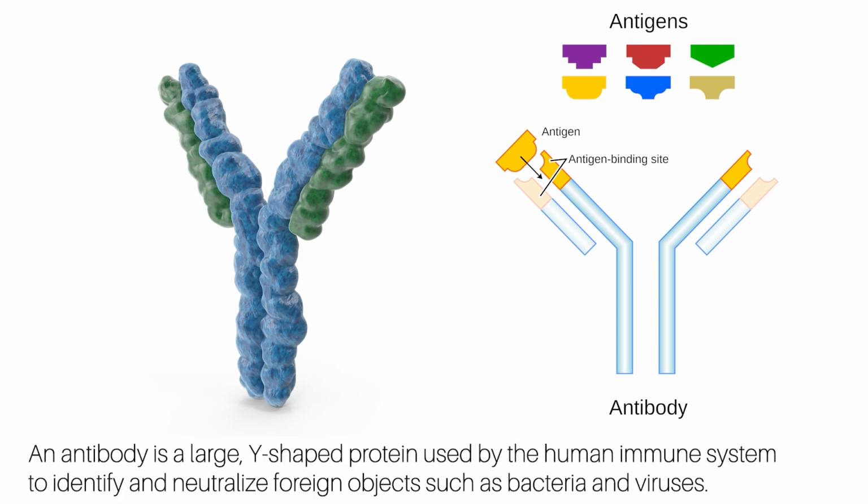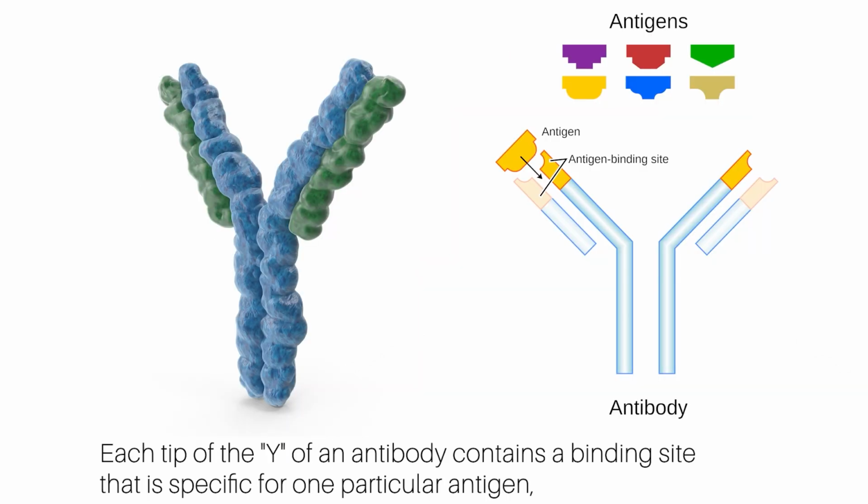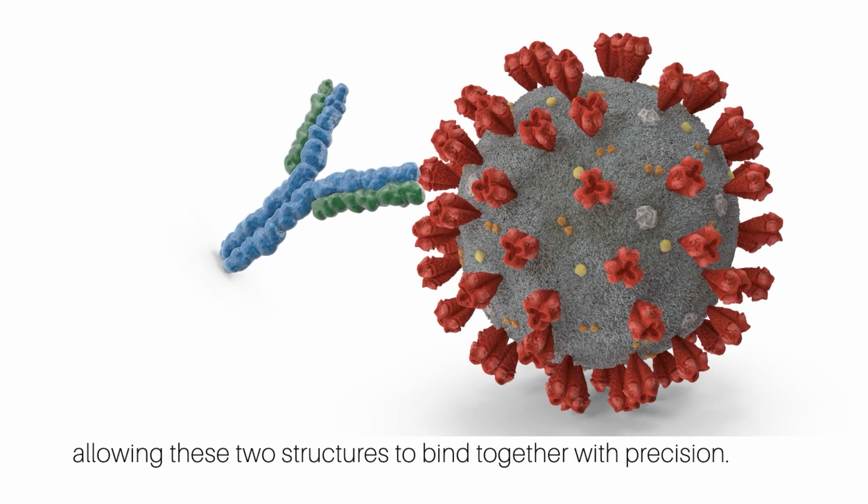An antibody is a large Y-shaped protein used by the human immune system to identify and neutralize foreign objects, such as bacteria and viruses. The antibody binds to a unique molecule which is referred to as an antigen. Each tip of the Y of the antibody contains a binding site that is specific for one particular antigen, allowing these two structures to bind together with precision.